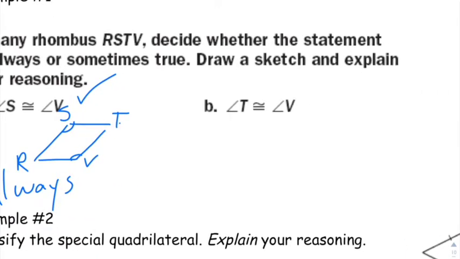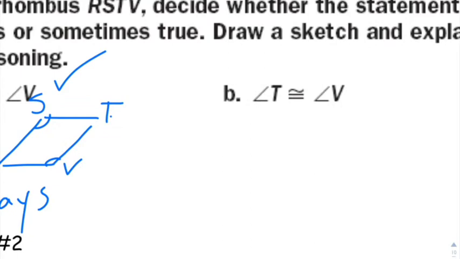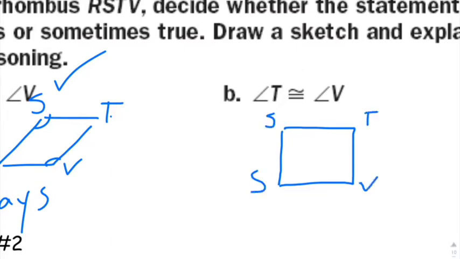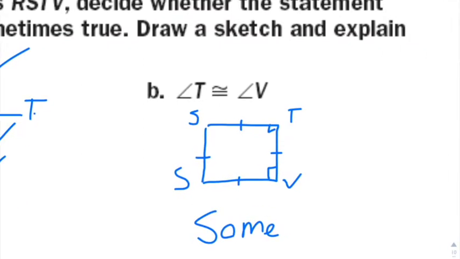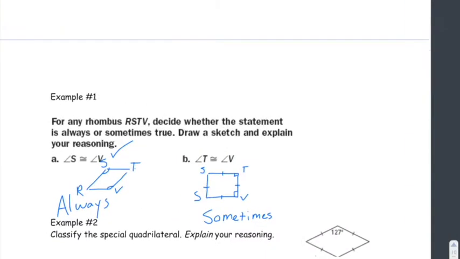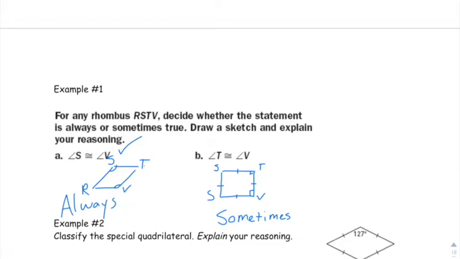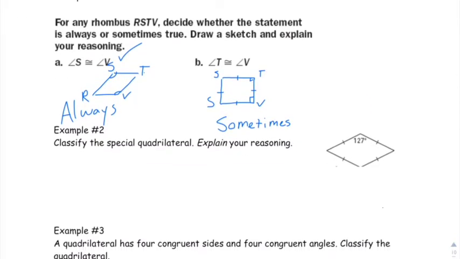Now if we take that same figure and determine whether T is congruent to V, notice that those are right next to each other. Now I can draw it in a certain way, actually. I could draw my rhombus like this, RSTV, where all the sides are the same length. And the only way that's going to happen, where those are the same, is if it's a square. So I'm going to say sometimes. If I draw it a certain way, I can make it work out, but not every single time. So we would say sometimes. There is one example, but there are plenty of counterexamples.